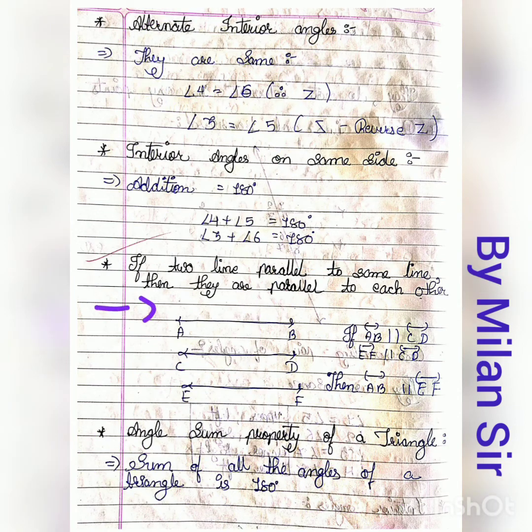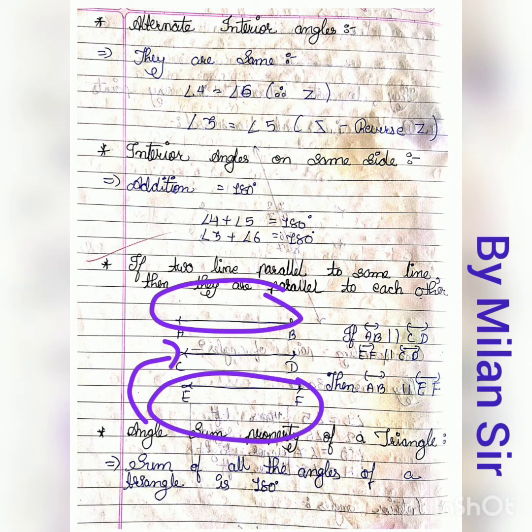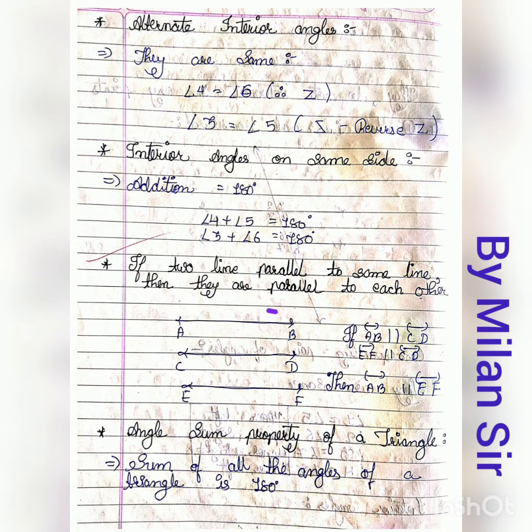So here if AB is parallel to CD and if EF is parallel to CD, that means AB and EF both are parallel with the same line. So alternately AB and EF both are parallel lines. If AB parallel to CD and EF parallel to CD, so alternately AB parallel to EF.